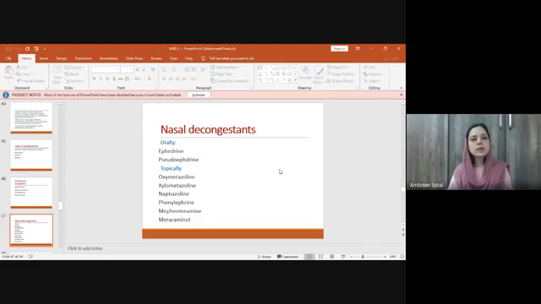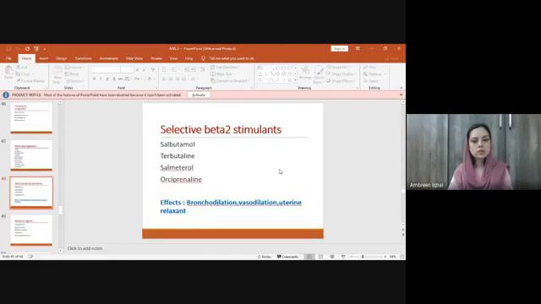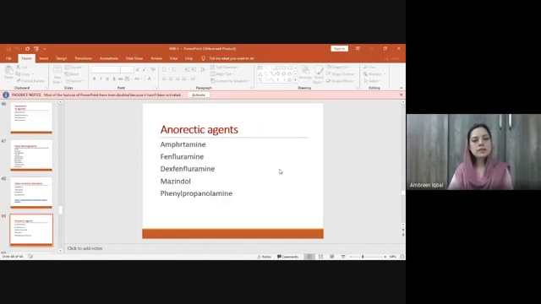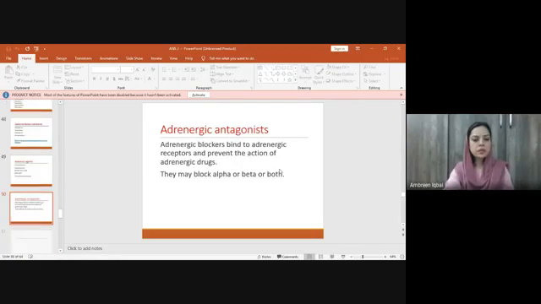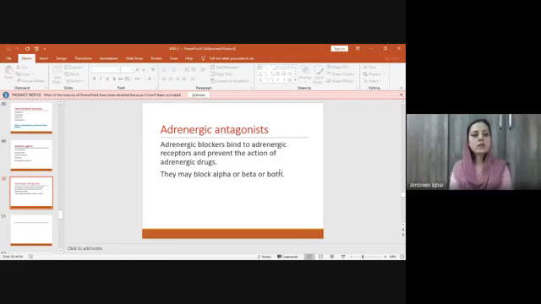The next is selective beta-2 agonists or beta-2 stimulants: salbutamol, terbutaline, salmeterol, or orciprenaline. The next is anorectic agents. The drugs that suppress the feeding center in the brain are amphetamine, fenfluramine, dexfenfluramine, mazindol, phenylpropanolamine. This was all about adrenergic agonists or the adrenergic system.